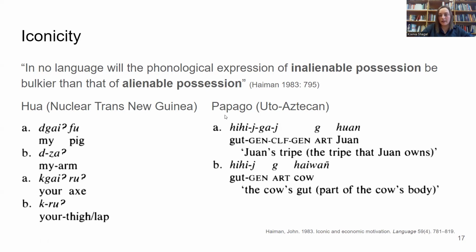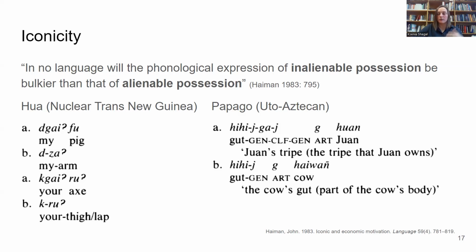Then in Papago, a Uto-Aztecan language, again you have a distinction between Juan's tribe, so the tribe that Juan owns, probably bought at the market. You have to have a genitive marker, and then a classifier, and then yet another genitive marker, because this is alienable possession. But with the same word, meaning gut, when you're talking about the cow's gut, so that's part of the cow's body, then this second genitive and the classifier are not necessary. So again, inalienable possession, body parts, kinship terms, is expressed in a shorter form, because there the connection is more obvious, so to say. So this is supposed to be iconic.